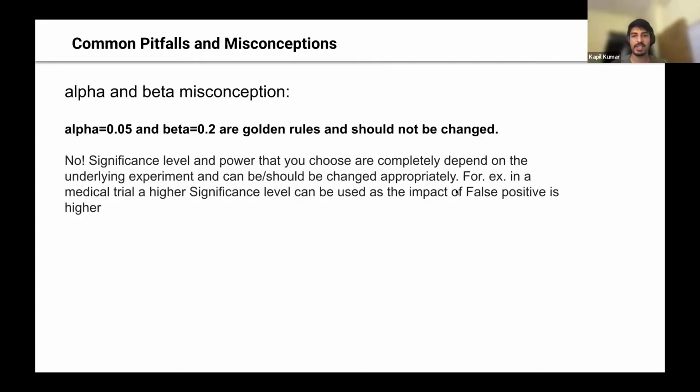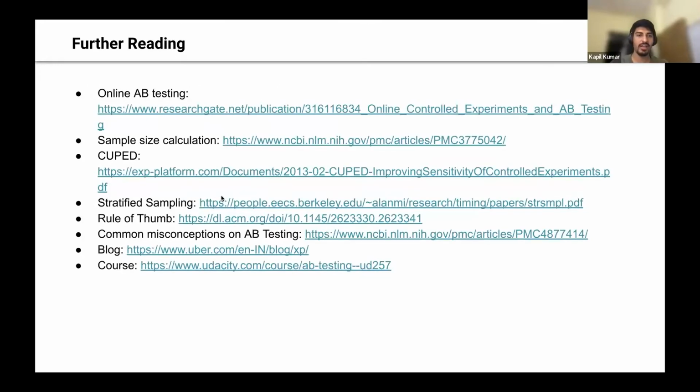For example, let's say you are testing a new drug. The negative impact of it can be pretty high, right? If you created a new drug and launched it, and it falls into the false positive scenario, then it will have an impact. So in this case, we can use a lower false positive rate. Let's say we can use an alpha of 0.01.